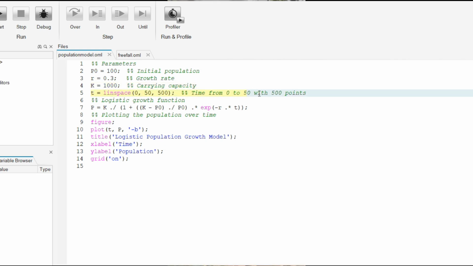Next, we choose the growth rate. The growth rate tells us how fast the population increases. A higher growth rate means faster growth. A lower growth rate means slower growth.